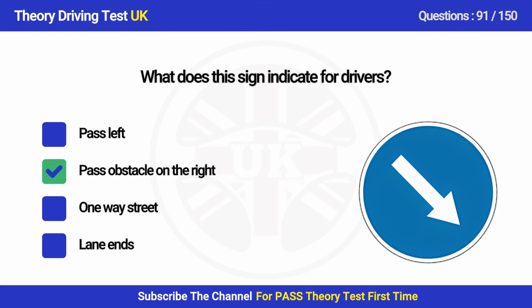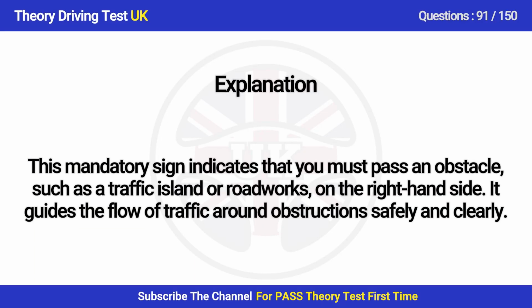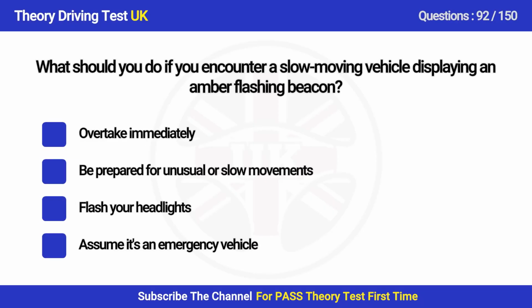Answer is B. Pass obstacle on the right. This mandatory sign indicates that you must pass an obstacle, such as a traffic island or roadworks, on the side shown. It guides the flow of traffic around obstructions safely and clearly. Question 92. What should you do if you encounter a slow-moving vehicle displaying an amber flashing beacon?